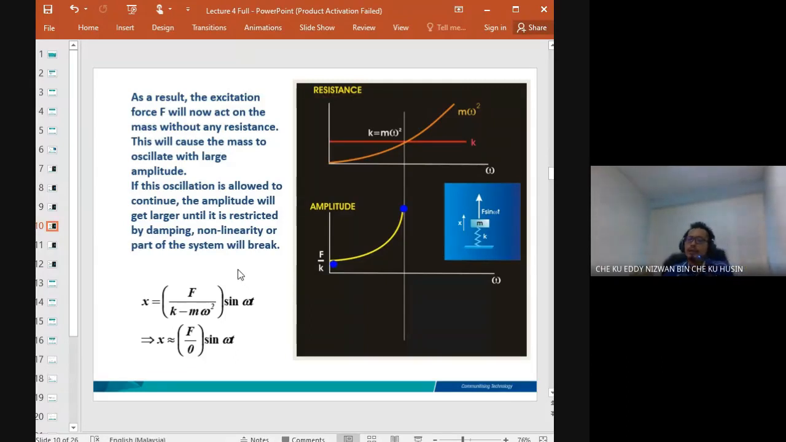So actually that is the resonant. Even if you give a very small amount of force, but if you excite at the resonant frequency, the response of the mass can go up to infinity. That is why we should consider the resonant phenomena in our design stage to avoid that condition. So it can be very high, the mass moves without any resistance.